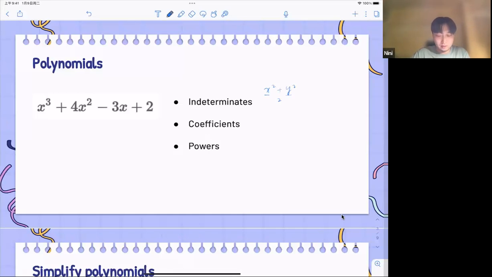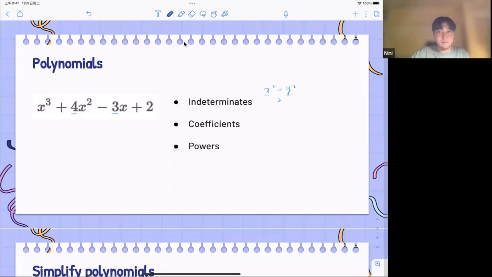The second thing is coefficients. Coefficients are very easy to understand. For example, this number here or this number here, right? These are coefficients because these numbers indicate how many of the indeterminates we have. So that is coefficients.